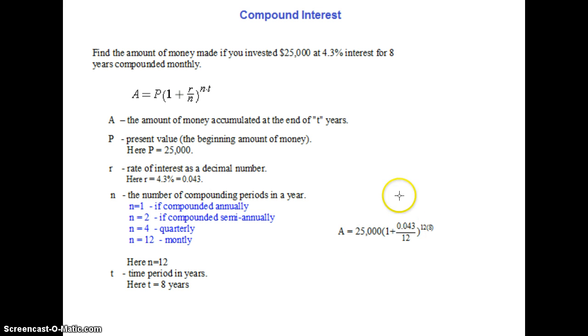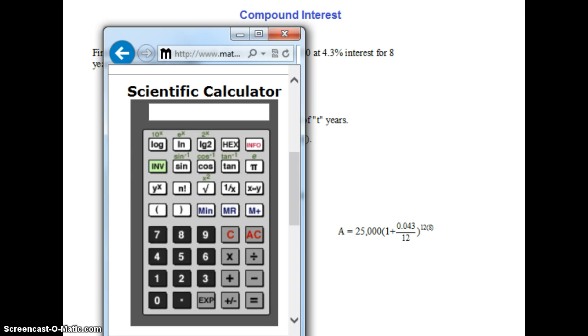So we need to evaluate this expression. We are going to use a scientific calculator for that reason, but let's see how you would do the work if you do it by hand. You must evaluate the expression in the parentheses first. So in the parentheses we have a division and addition. We should start from the division. I'll use a scientific calculator.